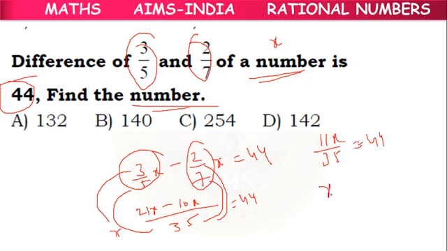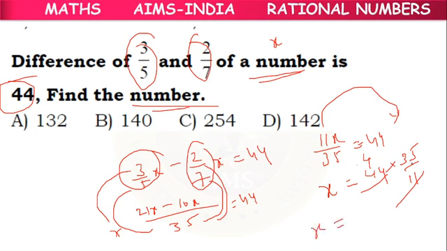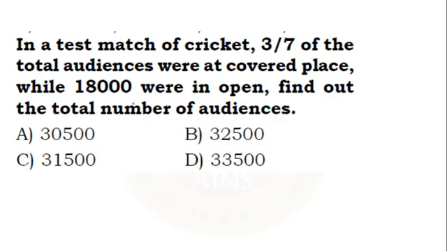We want to find the number which is x. Right hand side I have 44. If a fraction goes to the right hand side, it will become reciprocal, 35 by 11. So 11 4 times are 44. x equal to 4 into 35. 4 5 times 20. 4 3 12 plus 2, 14, so 140. So what is the answer, children? x is 140. The required number is 140. Option B is the correct answer.